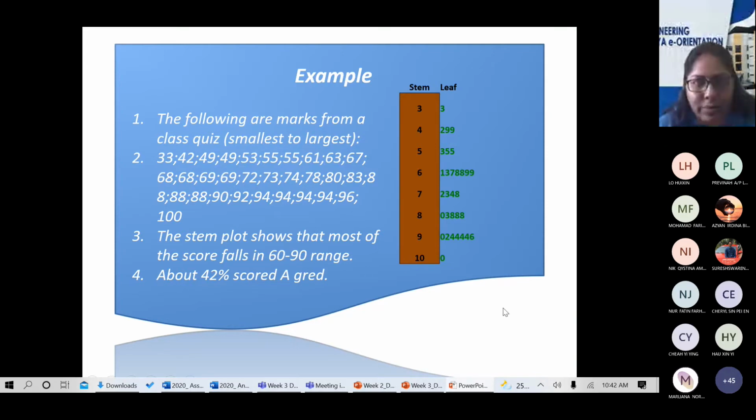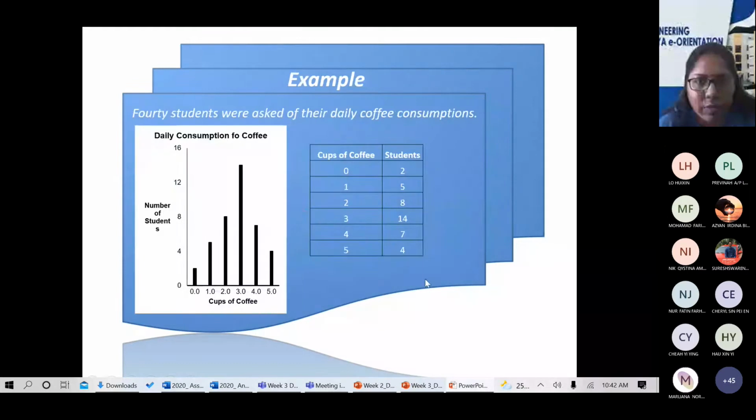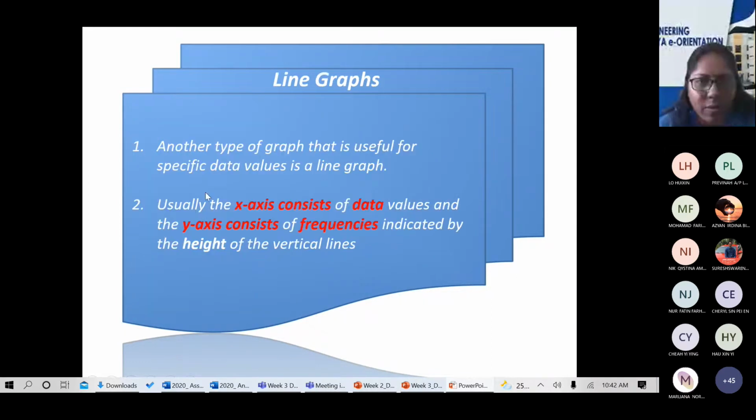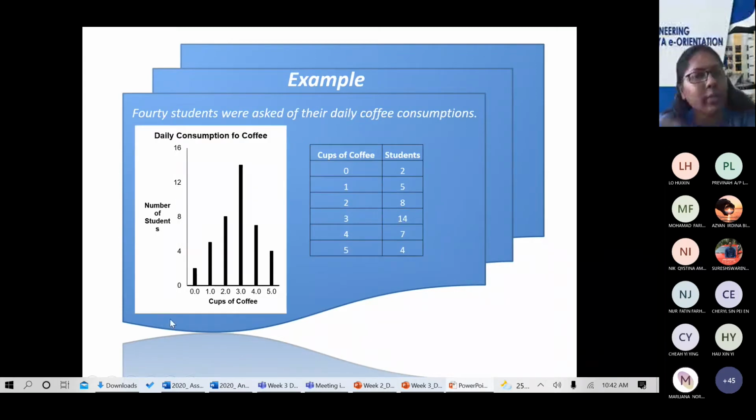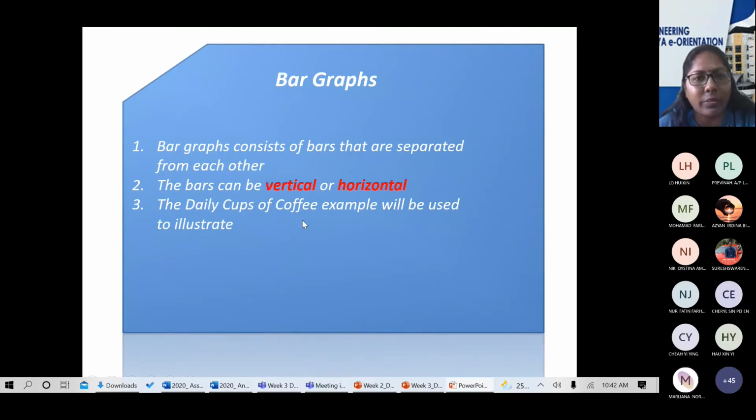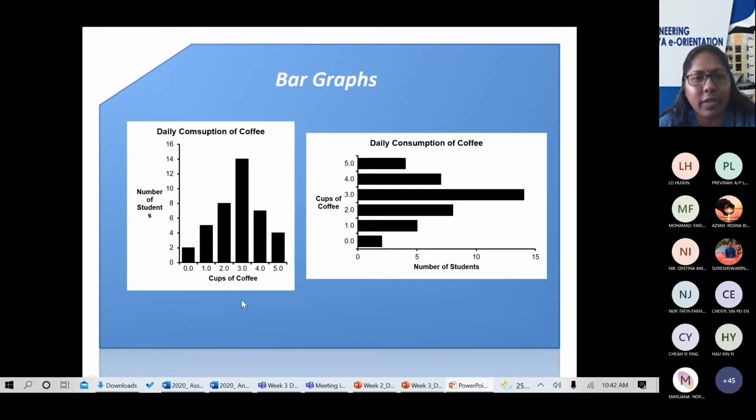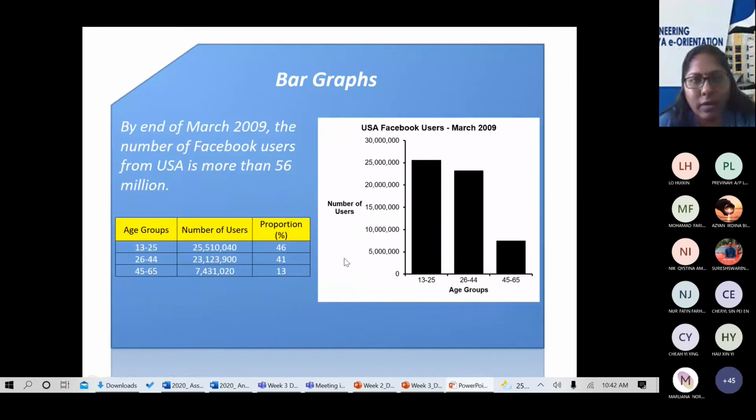Okay, then you have line graph. Usually the x-axis consists of data, y frequency. Okay, line graph is like a bar chart, but it's a line graph because it's a straight line to that point. Number of students, cups of coffee, it's a line graph. Then you can have bar graphs for the same daily consumption of coffee, like I just mentioned. Okay, this is another bar graph.